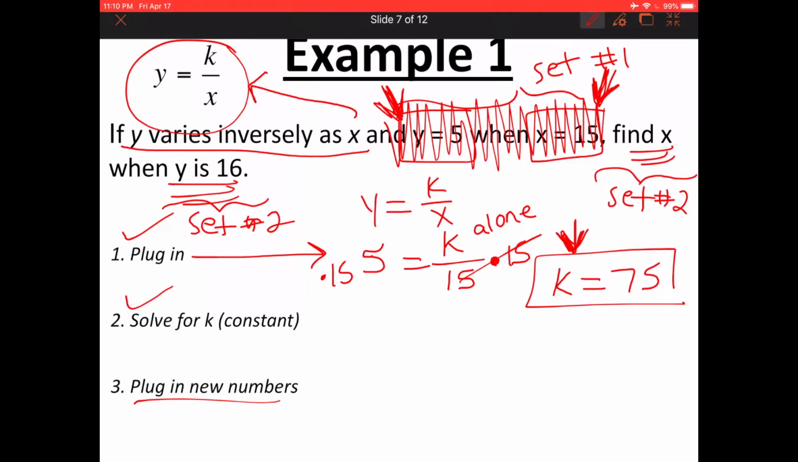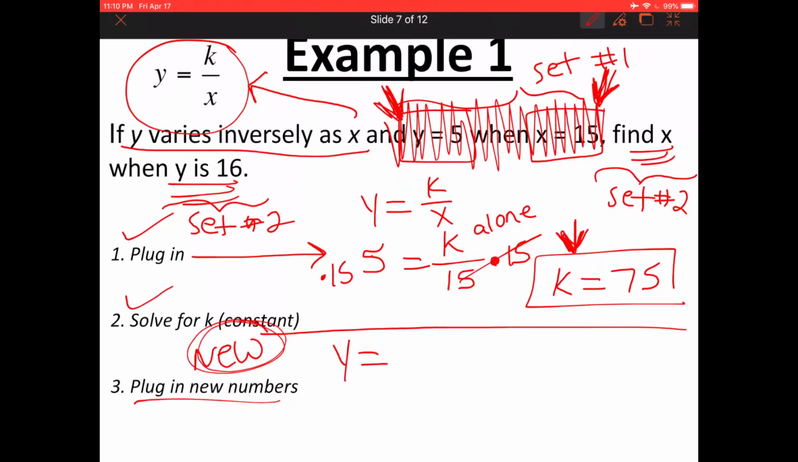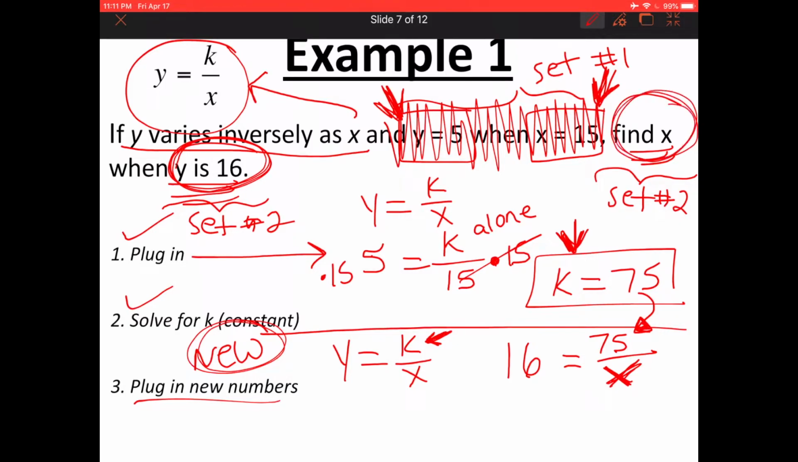So now I plug in the new numbers. For my new numbers, I'll put "new" here to make it even more obvious. y equals k over x. My new y is going to be 16 because here in the problem, they tell me y equals 16. Instead of k, I can now put 75 because we just solved that k is 75. x is now going to stay my variable because look up here at the problem in the top right, it says find x. So that's my new setup right here on the bottom right. 16 equals 75 over x.